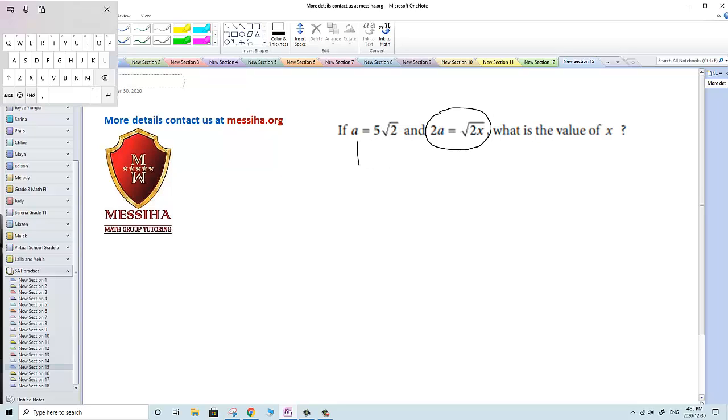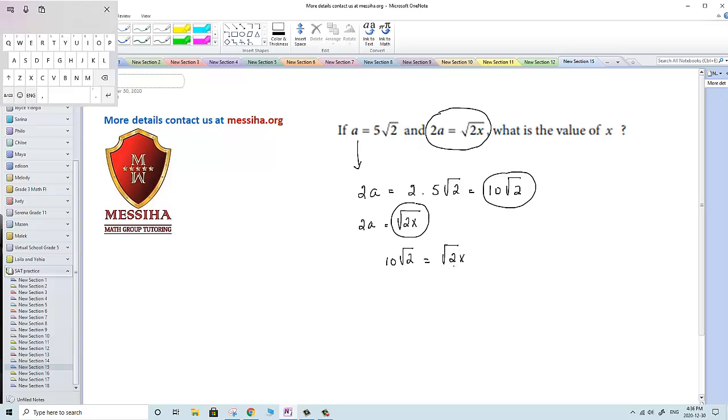From this one I can say 2a equals, I multiply 2 by the 5 square root of 2, which means I will have 10 square root of 2. Now the 2a, which is given by them, equals the square root of 2x, so I can take this value and equate it to this value, because both equal 2a. That means 10 square root of 2 equals the square root of 2x.